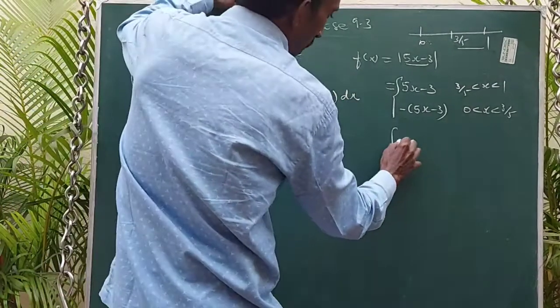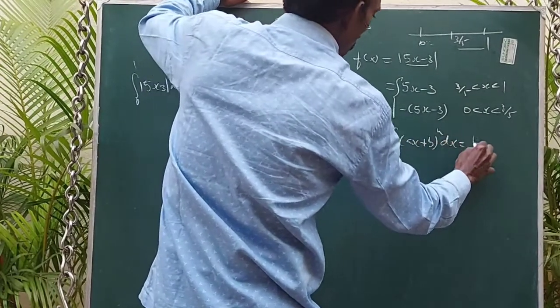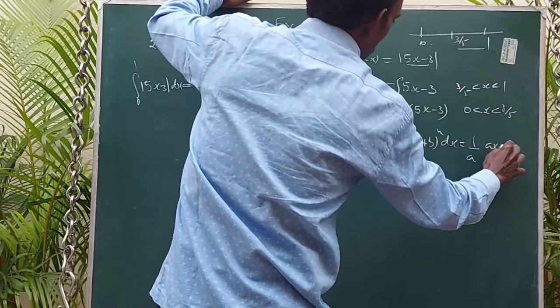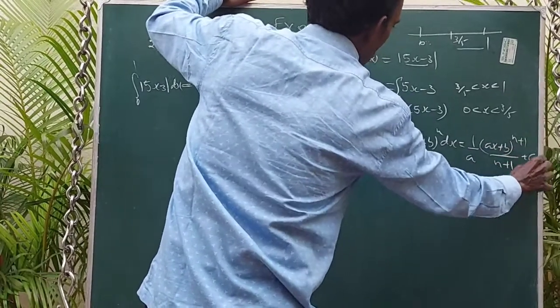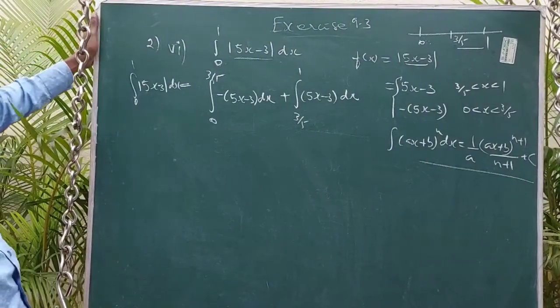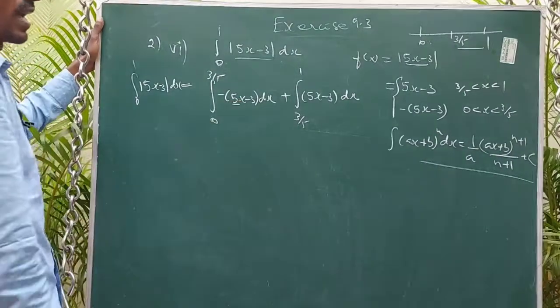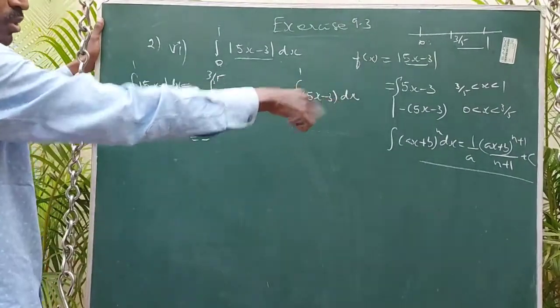The integral of ax plus b whole power n dx equals 1 by a into ax plus b whole power n plus 1 by n plus 1, plus c. So this is the formula. We are going to apply the formula here. In the place of a we have 5, and the minus is already a constant, so the minus stays. Use that formula.